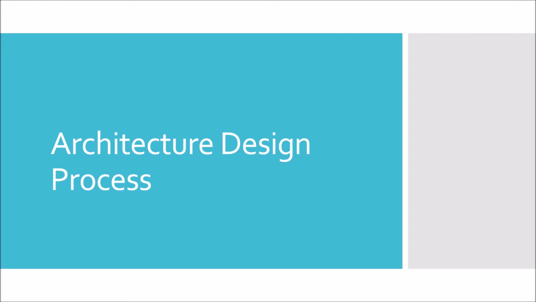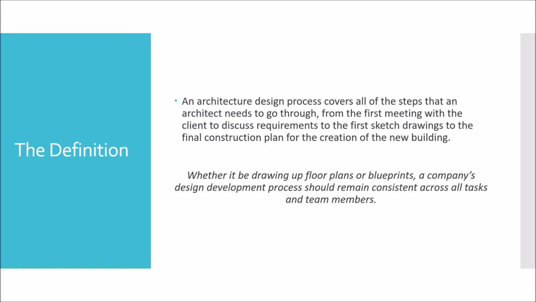For today's meeting, I will introduce you to what is the design process in architecture. So first of all, I want to remind you about the definition of architecture. Architecture covers the design process. It covers all of the steps that an architect needs to go through, from the first meeting with the client to discuss the requirements, to the first sketch drawing, to the final construction plan for the creation of the new building. So the design process for architecture is very complicated.